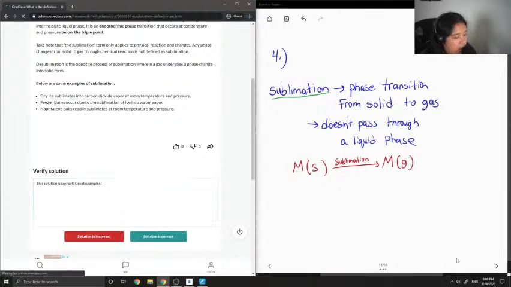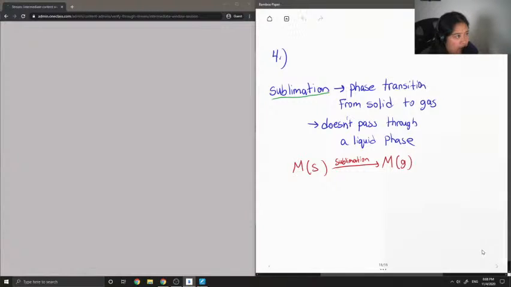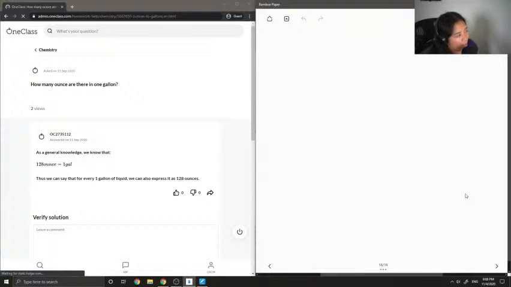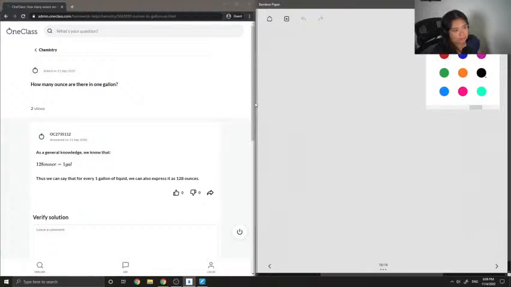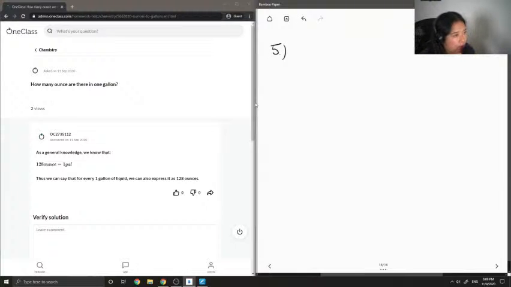Okay, so now let's move on to question number 5. How many ounces are there in 1 gallon? Just a simple conversion question. It's basically the conversion ratio is that there are 128 ounces in 1 gallon.